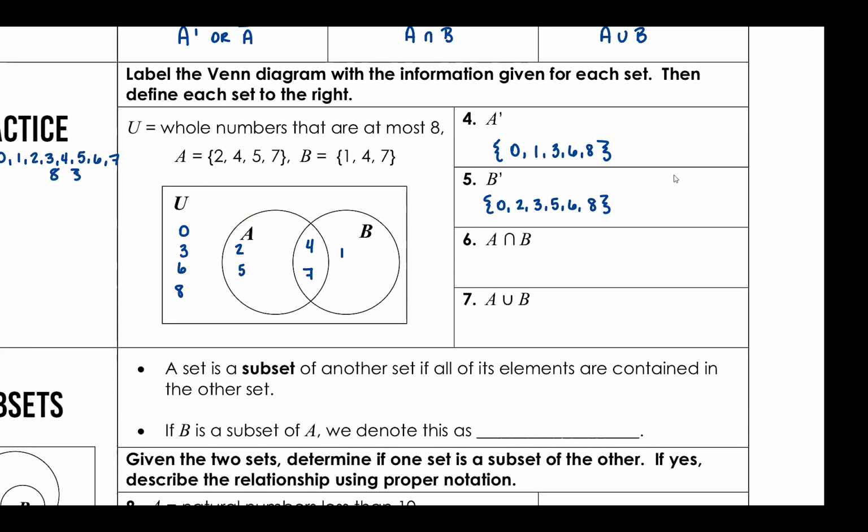In the intersection of A and B, remember this little guy means and. Get used to seeing this notation, guys. So that means and. So that would only be 4 and 7.